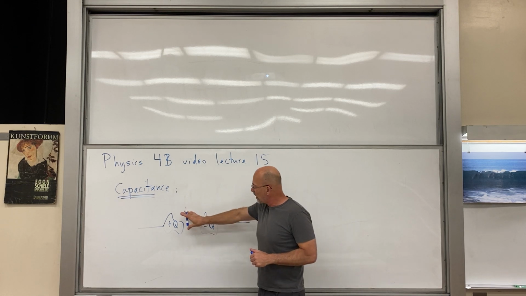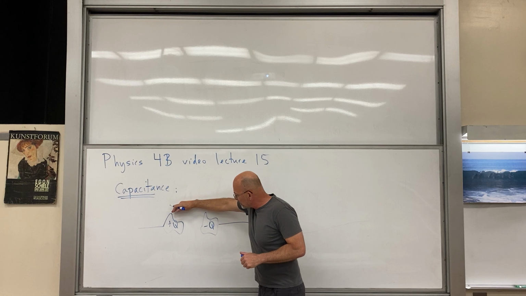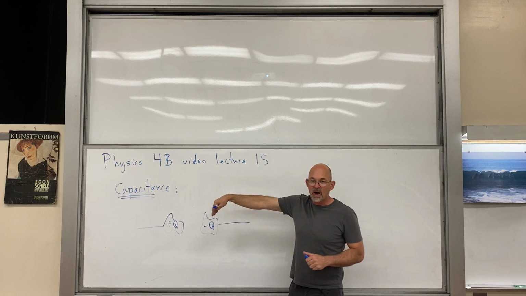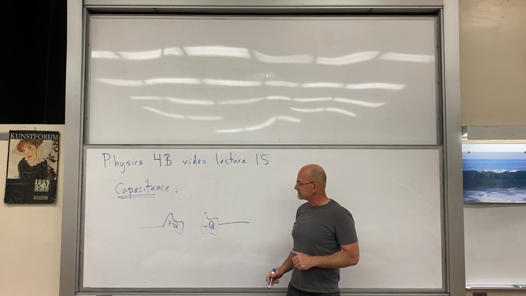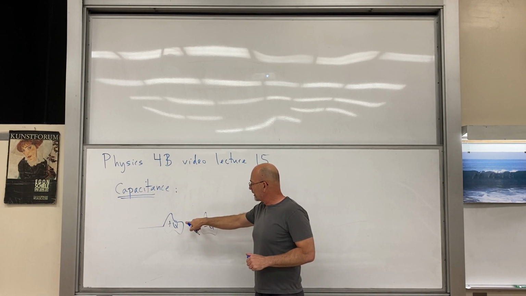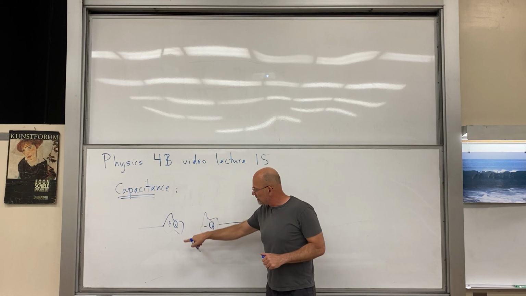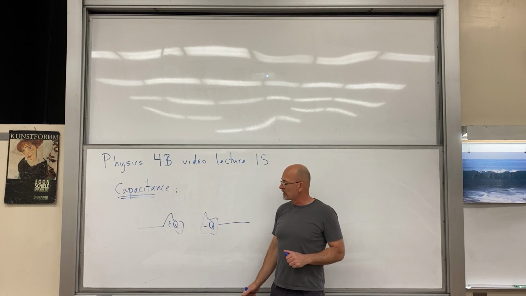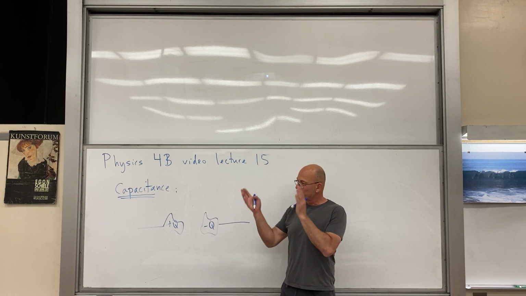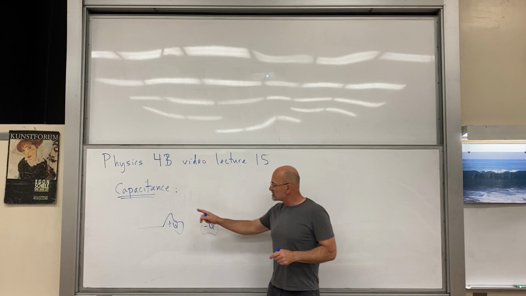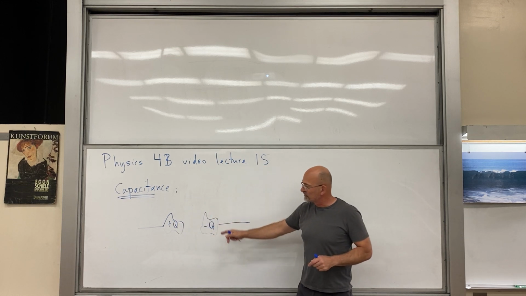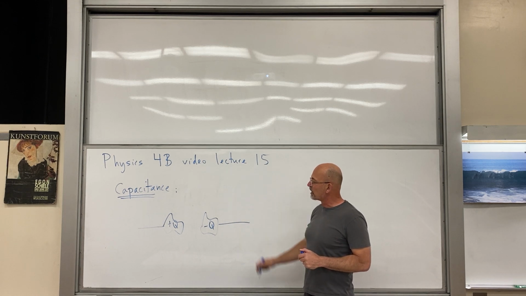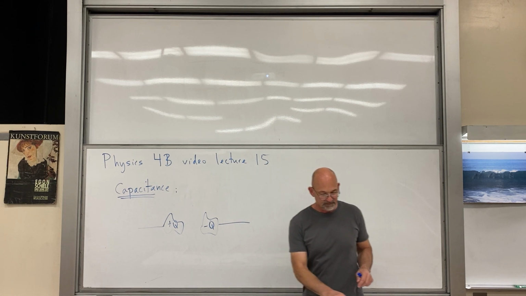And then the question is, what is the potential difference between these two charged objects here? And what makes sense is that the potential will be proportional to the amount of charge. So if I have Q and minus Q, I'll have some potential V. And then if I double Q and minus Q, I'll have twice the potential. Okay. So that's going to bring us to our definition of the capacitance.